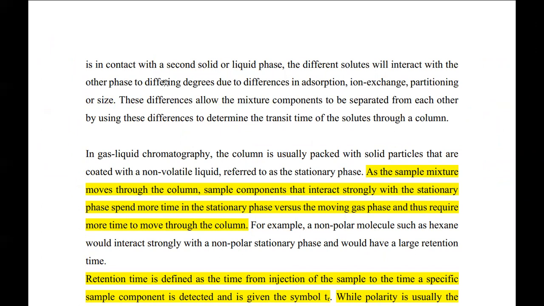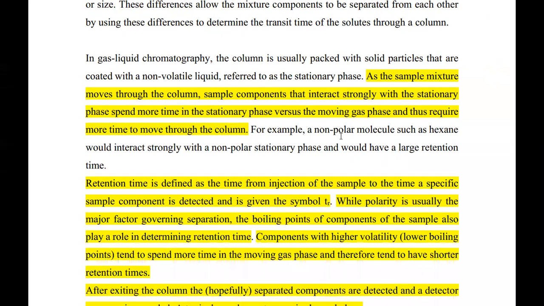Now, of course, there are quite a lot of terms associated, such as ion exchange and the partitioning coefficient. Some of those terms you're going to find later. So the second point is the one highlighted here. It says, as a sample mixture moves through the column, that's perfect. I used the word column, and I just demonstrated where the column is found and why we need a column.